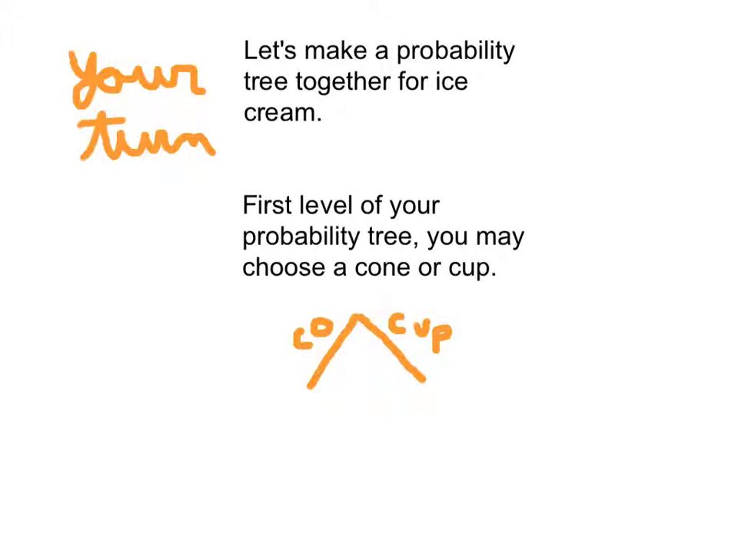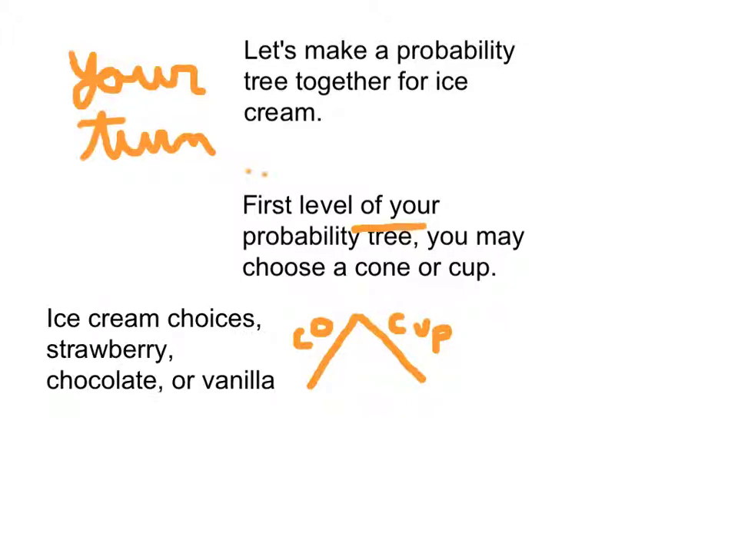Now for the second level, let's go ahead and set this up. For the second level, we're going to get those ice cream choices. We're going to have ice cream choices as strawberry, chocolate, or vanilla. So I'm going to go ahead and make the branches. You make the branches, and I will let you label them. Go ahead and label them. You can abbreviate.